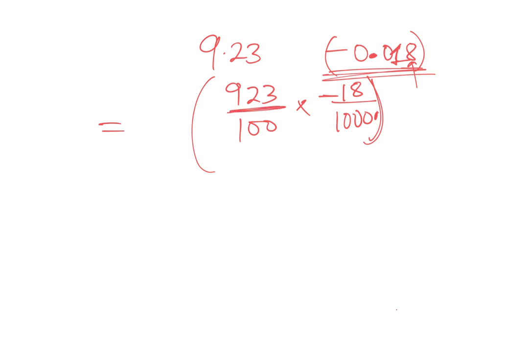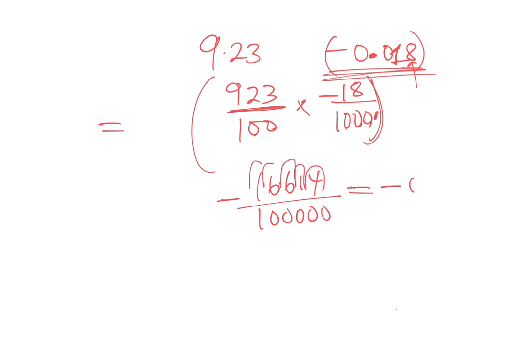So now you have 923 times 18, right? So 923 times 18 will be the first thing you get. You get 16,614 divided by, how many zeros do you have? 1, 2, 3, 4, 5. So that is 5 zeros. And that negative will be there. It becomes negative, and then you count 1, 2, 3, 4, 5. 0.16614.